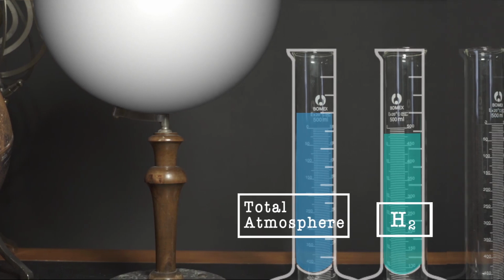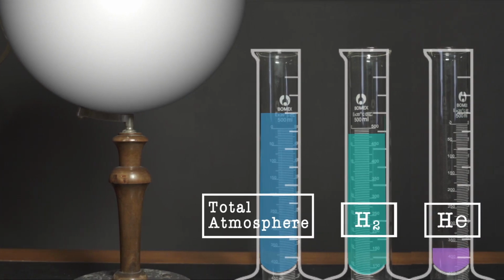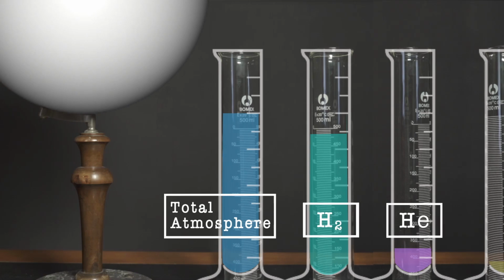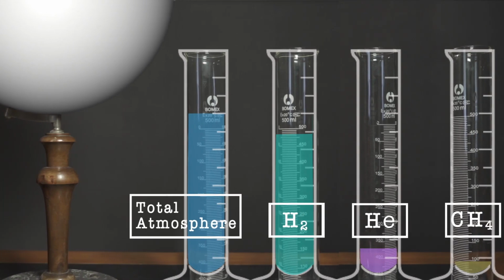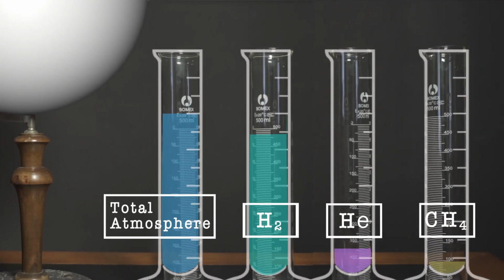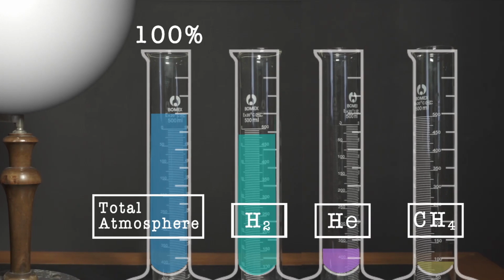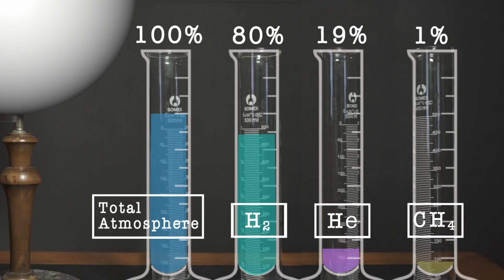Of course, we don't really have imaginary machines that can separate things into parts, but we do have math tools to help us keep track of parts. We can represent the parts of Neptune's atmosphere as percentages, where the parts add up to 100. Hydrogen is 80%, helium is 19%, and methane is only 1%.